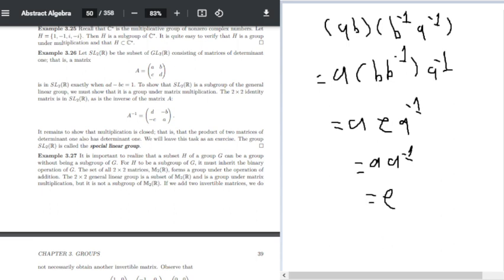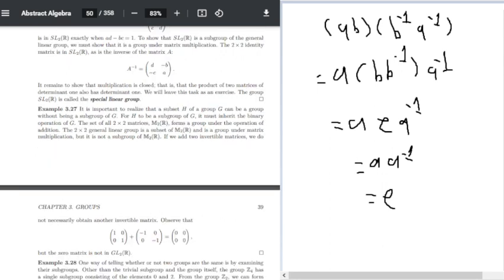The group SL2 of R is called the special linear group, possibly with entries in R. But generally, when we're talking about the special linear group, it will be clear from context whether we're talking about the real numbers or the complex numbers.